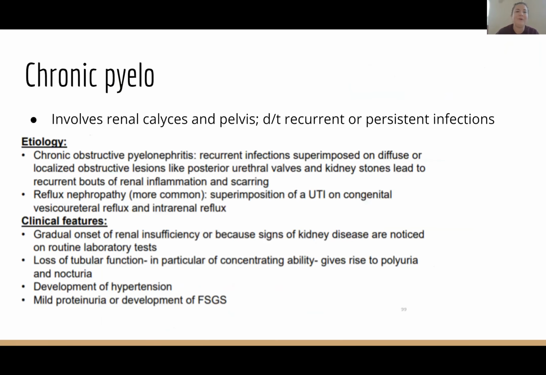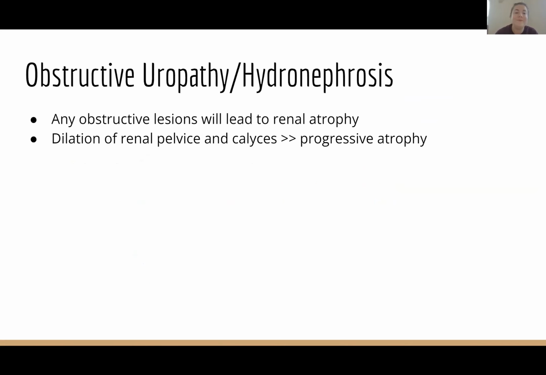But chronic pyelo, now you're involving the renal calyces and the renal pelvis. And so this is getting more serious. This is recurrent or persistent infections. So you're having chronic obstructive pyelo, recurrent infections, superimposed infections. It features a gradual onset of renal insufficiency, loss of tubular function. You can develop hypertension, and then you can develop focal segmental glomerulosclerosis.